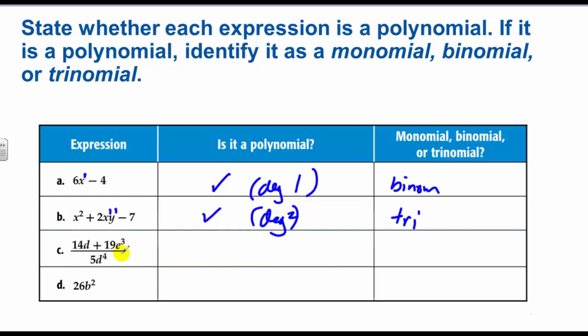In this case, we notice we have a 5d to the 4th in the denominator, right? And that's going to create a negative exponent, so this is not a polynomial. That just rules all this out. And finally, we have 26b squared. That's a monomial term because it's only 1 term, and it is a polynomial.